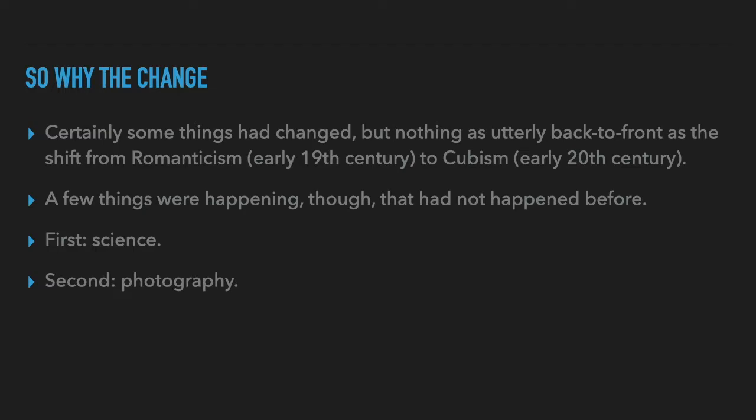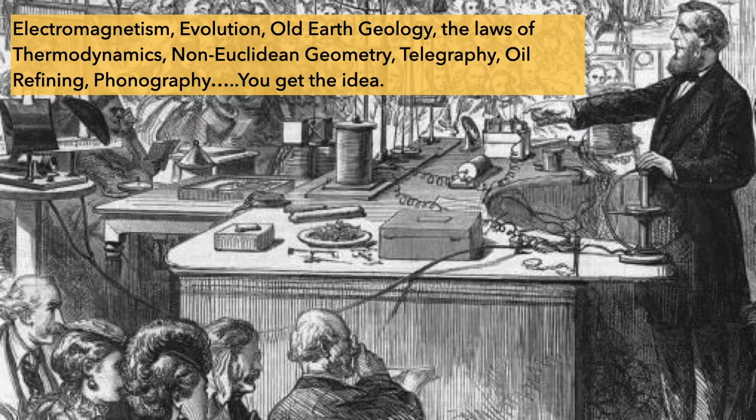By the 19th century, you have a method that starts to get into place. What we know of today is a scientific method. This leads to phenomenal discoveries. Now, I can't go through all of them, but if you do a Wikipedia search, you'll see them all. Electromagnetism, evolution, old Earth geology, the laws of thermodynamics, non-Euclidean geometry, telegraphy, oil refining, phonography. It just goes on. And effectively, each one of those things upends some aspect of the world people think they knew, right? Just take electromagnetism. Now, you don't think about this being all that revolutionary.